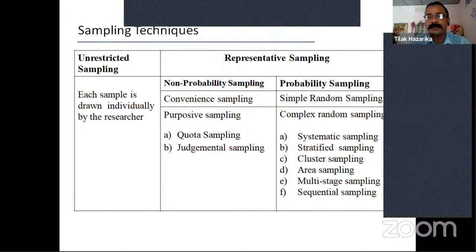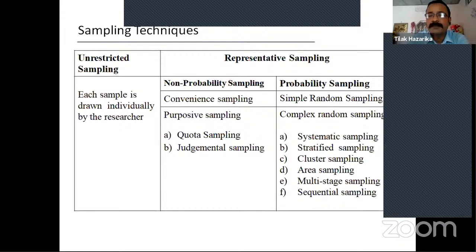So to go for a proper statistical analysis, a proper scientific analysis, and to adopt all the scientific methods of research, we have to go for probability sampling that I am discussing. Again, complex random sampling is also there. Probability sampling has different areas. We have to understand systematic sampling, stratified sampling, cluster sampling, area sampling, multi-stage sampling, and sequential sampling. All these areas need broader deliberation, but let me still discuss them very briefly, whatever is possible.